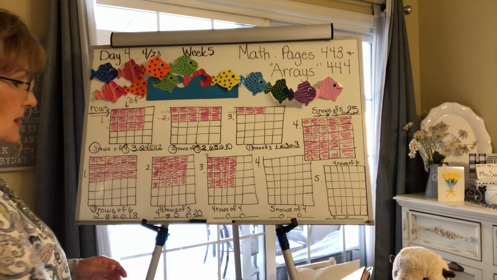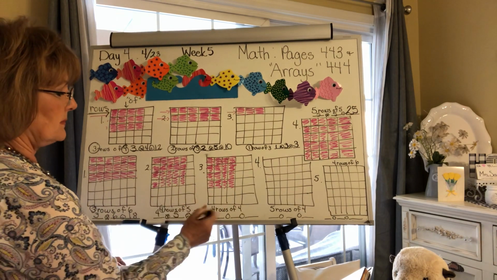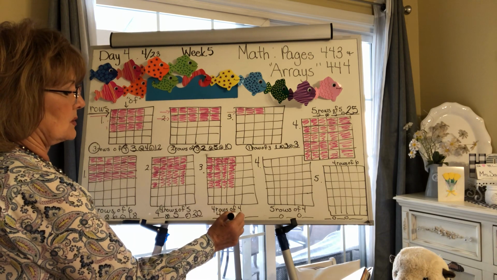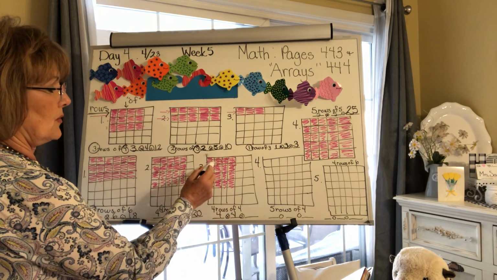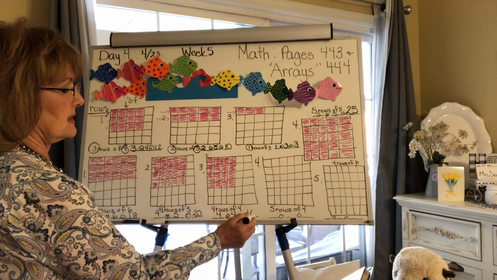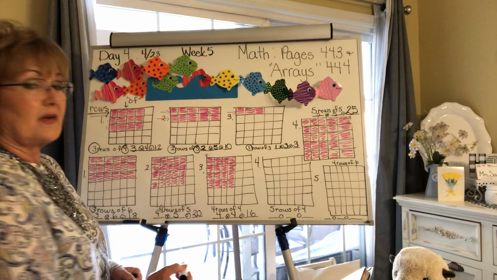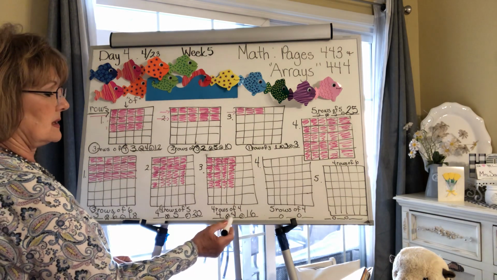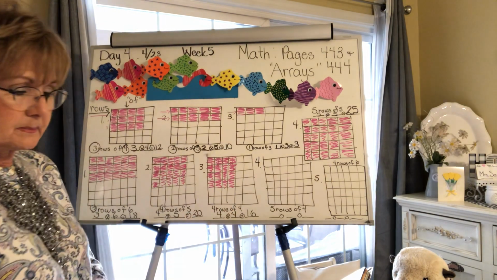4 4s. So what would the multiplication sentence be? 4 times 4 equals the product. 4, 8, 12, 16. These numbers are called factors. Factor times factor equals product. 4 times 4 equals 16.